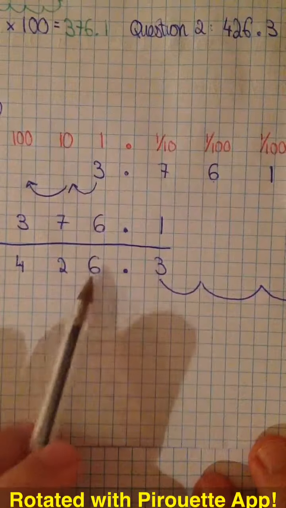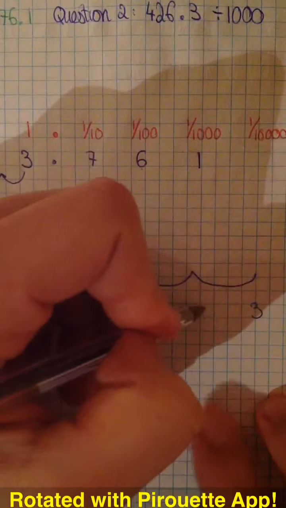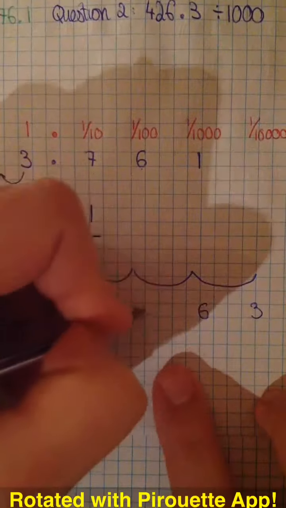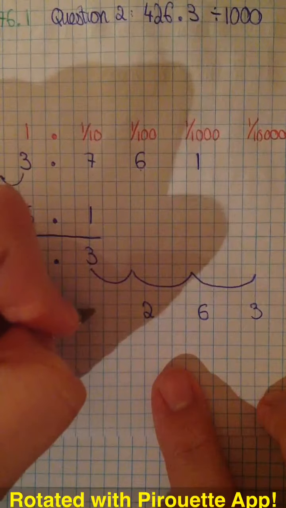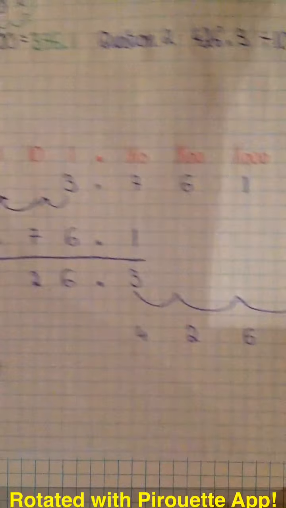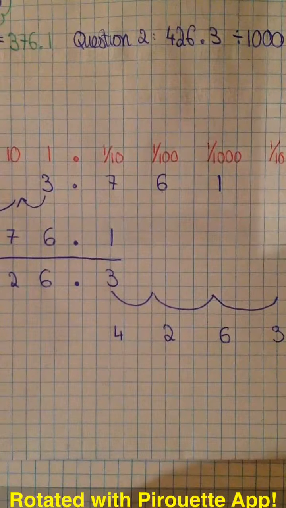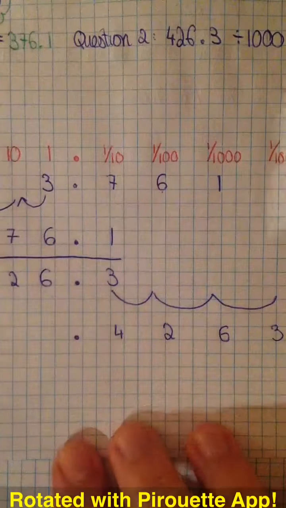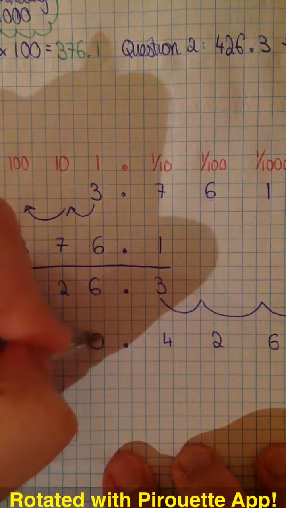Now come back over here. My 6 is also going to shift 3 columns along. So that's going to end up in the thousandths column. My 2 is going to come across to the hundredths column. My 4 is going to come across to the tenths column. And I must never forget my decimal place. If I've got digits after the decimal place, I must not forget to put my decimal place in. I'm going to put my decimal place in here, and I've got to put a 0 in the ones column because I've got no ones.